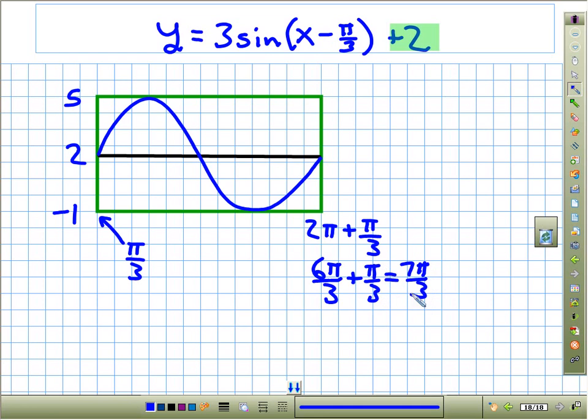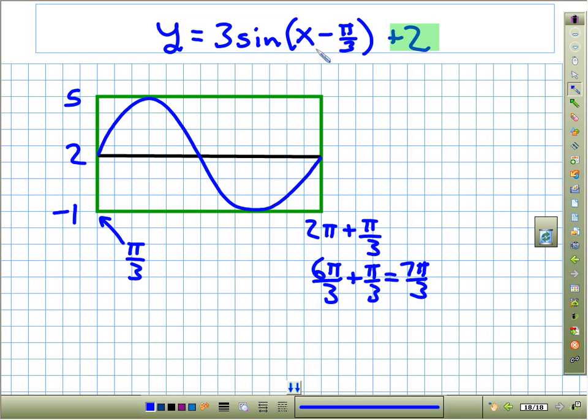All you do is see it oscillates about this, it goes up 3, it goes down 3, and it shifts over to the right pi over 3 units. You'll see how fast you can do that. By the time you would have put that in your calculator and made sure you're in radian mode instead of degree mode, you could have done it already.